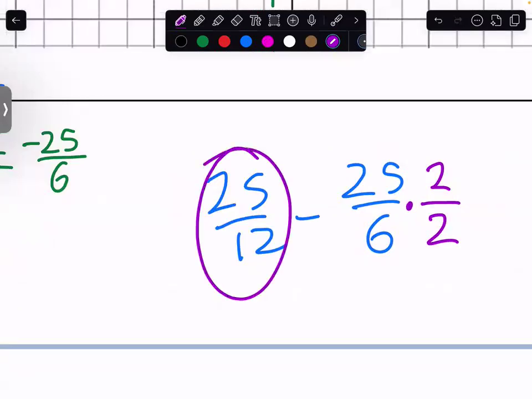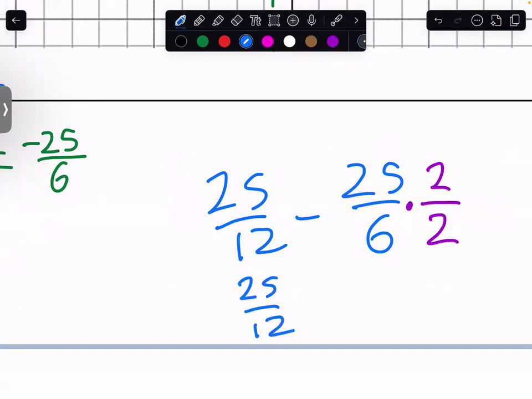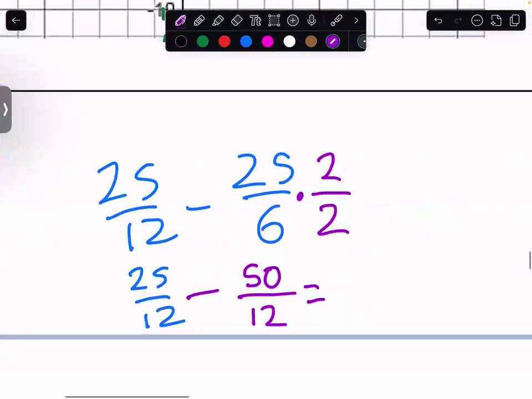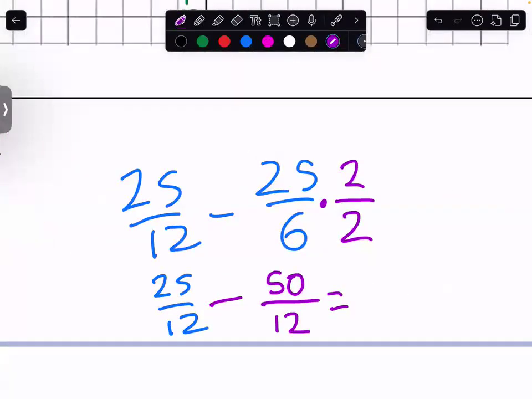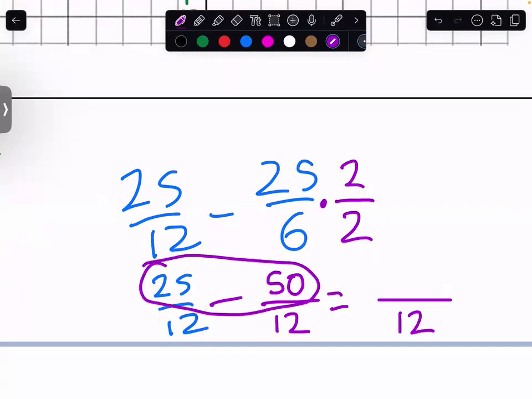Okay, so this one doesn't get multiplied. That one stays the same. But over here, 25 times 2 is 50, and 6 times 2 is 12. Okay, and now that we have a common denominator, we are allowed to subtract. So when you add and subtract fractions, you keep the denominator the same, so it stays at 12. And then you do 25 minus 50.